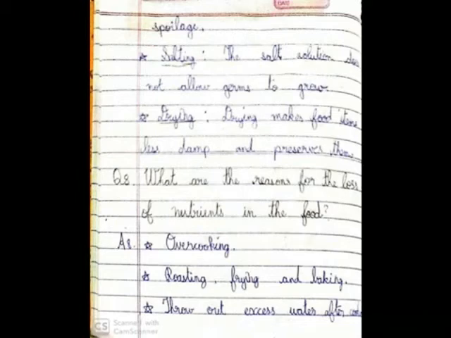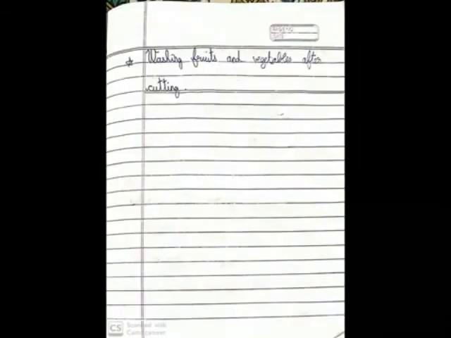Question 8. What are the reasons for the loss of nutrients in food? Overcooking, roasting, frying and baking. Throwing out excess water after cooking. Washing fruits and vegetables after cutting.